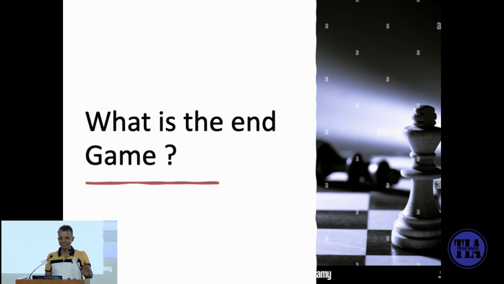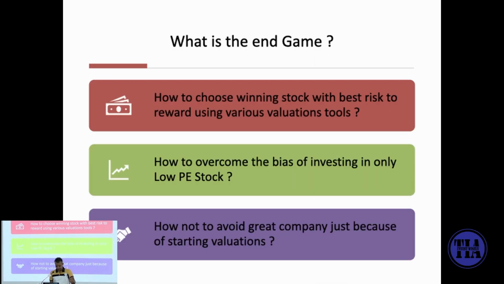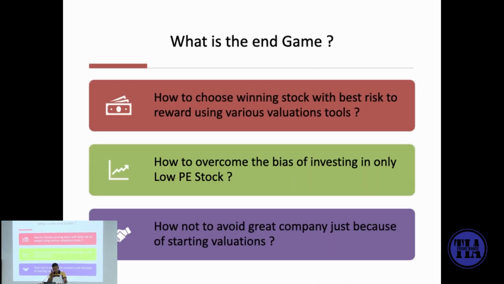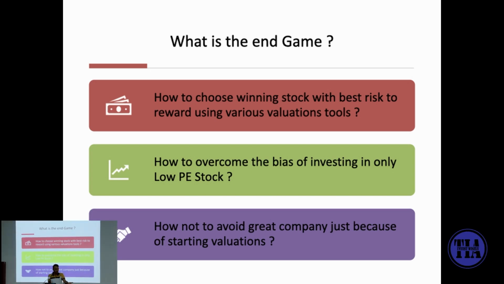Finally, I'm coming to the end game, which is why did we do what we did? Such a boring way, right? Let's see. 3 objectives, and this is my primary objective: how to choose a winning stock with the best risk to reward using various tools. That's my objective, correct? The second one is also very important: how to overcome the bias of investing only in low PE stock. It means I want to invest even in a slightly not low PE stock. And the last bias which I want to avoid is how not to avoid a great company just because of starting valuation. If I achieve all these 3, I think I did a decent job. That's my end objective, I hope.